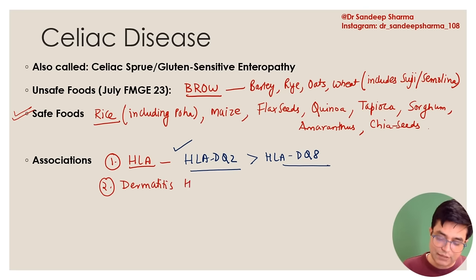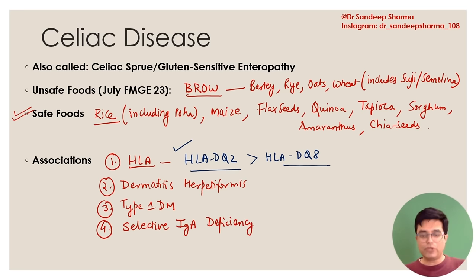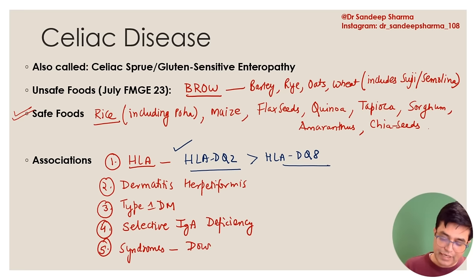So dermatitis herpetiformis is associated with celiac disease. Thirdly, autoimmune disorders like type 1 diabetes mellitus are more common in celiac disease. Fourth association, there is a primary immunodeficiency where IgA is not produced, called selective IgA deficiency. There is a disorder where IgA selectively is not produced. It's a primary immunodeficiency. And fifthly, celiac disease is associated with syndromes, particularly Down syndrome and Turner syndrome.